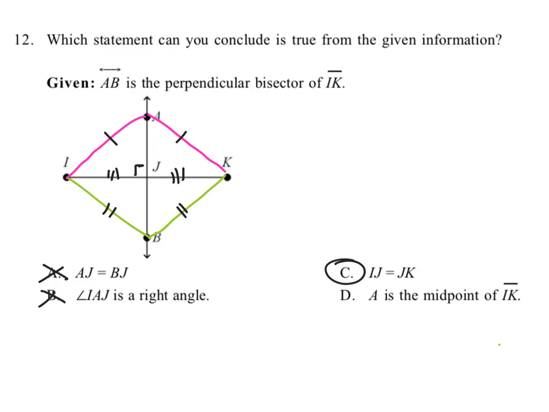And A is the midpoint of IK. A is the midpoint? No, midpoints are on the line. And A is not on the line IK. IK is here, A is not even on it. So it can't be true. So there you go.